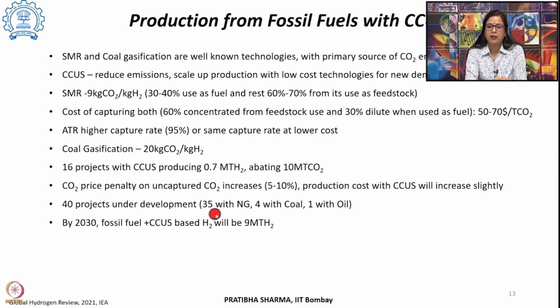These are 35 integrated with natural gas based production, 4 with coal, 1 with oil. It is expected that by 2030, when these fossil fuel plants will be operational with CCUS, we will be able to produce 9 million tons of hydrogen from these plants, where carbon capture will be considered.